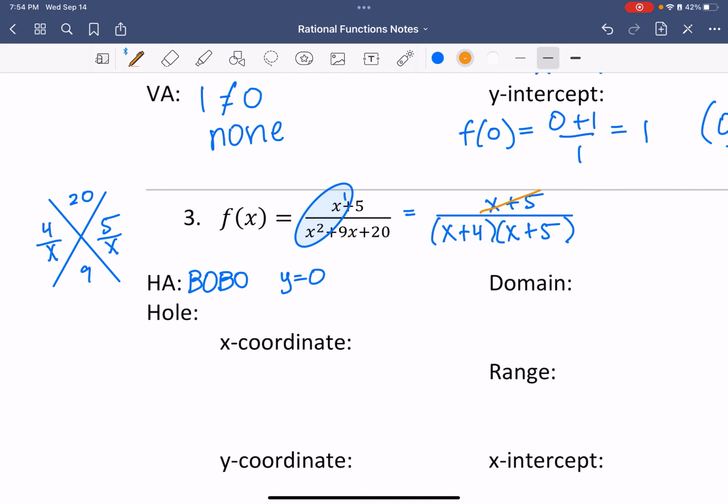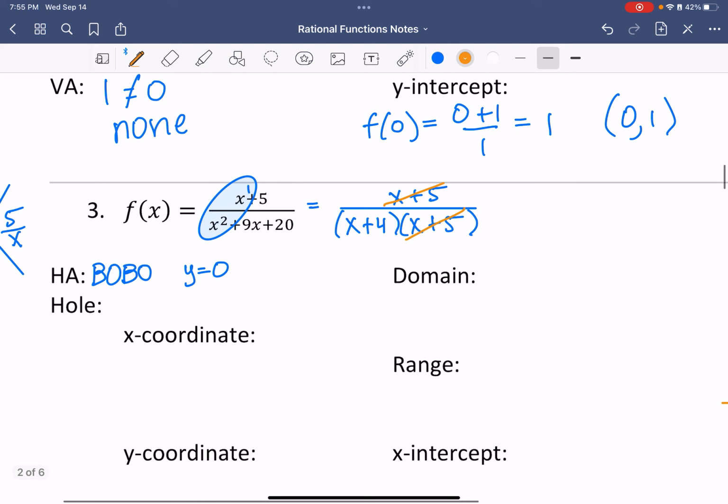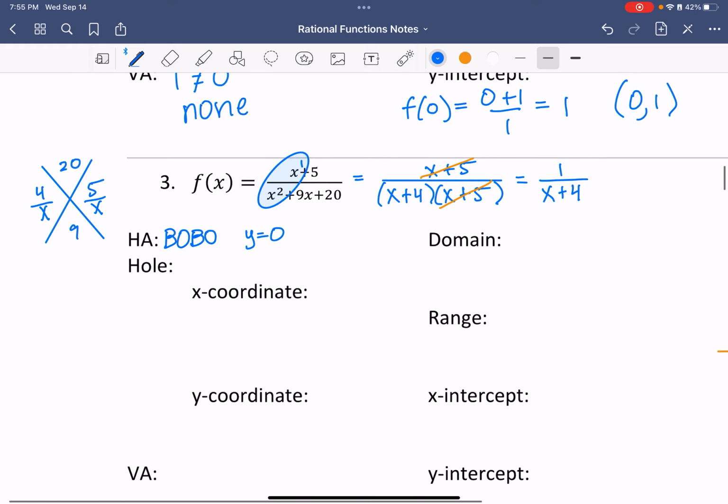Now notice that x plus 5 appears in both the numerator and the denominator, so they cancel out. And since there's nothing left in my numerator, I'll put the little 1 as a placeholder, and the x plus 4 that appears in the denominator, I am leaving it in the denominator. Okay, you cannot simplify it more than this. Please do not try to get rid of the 1 in the top.